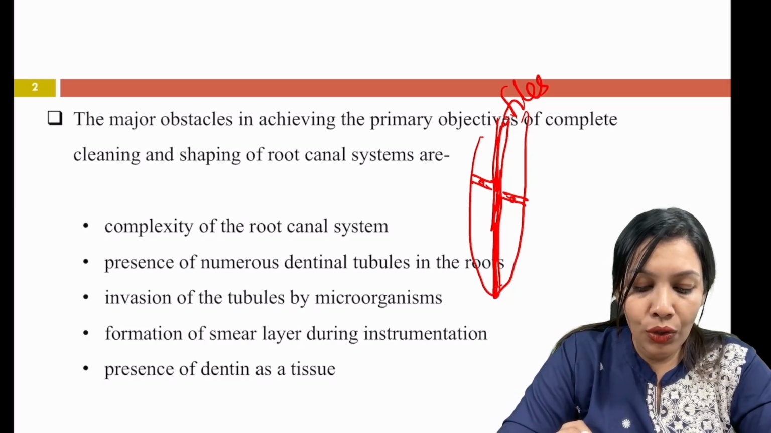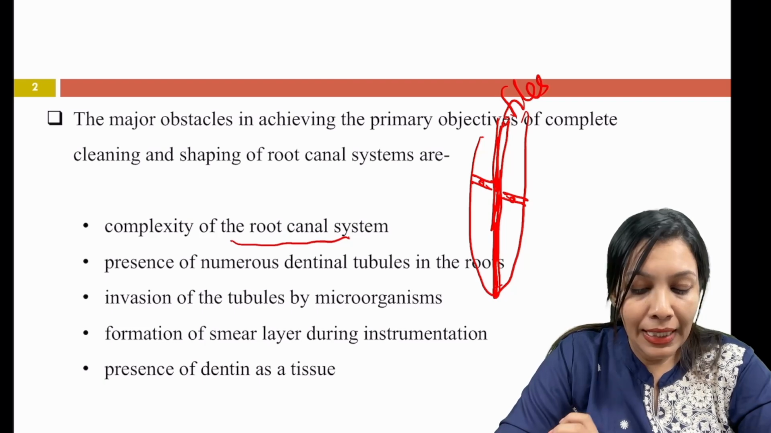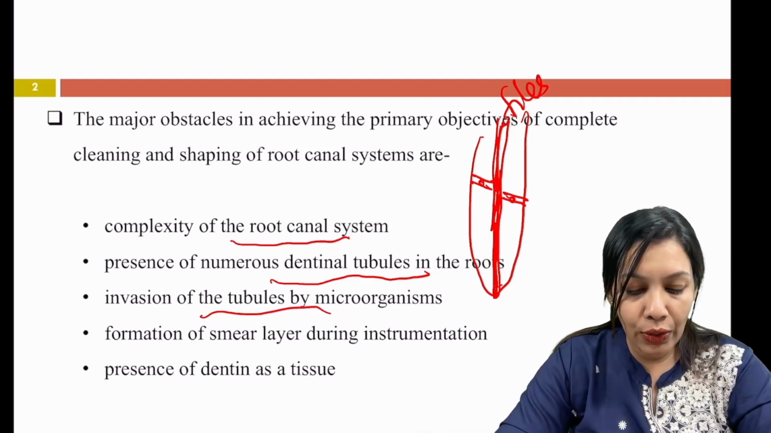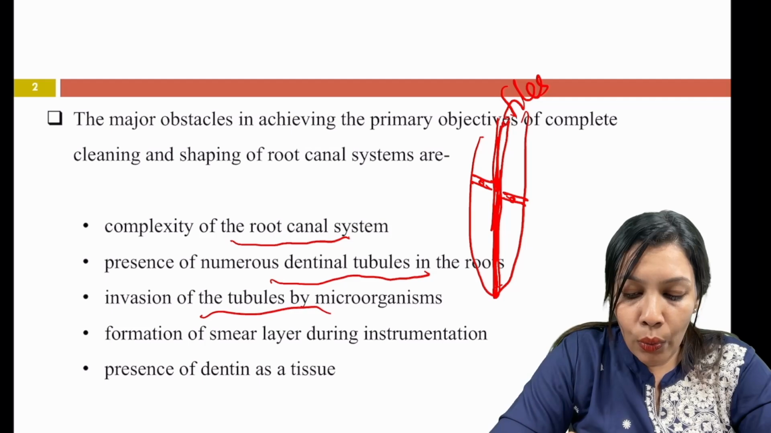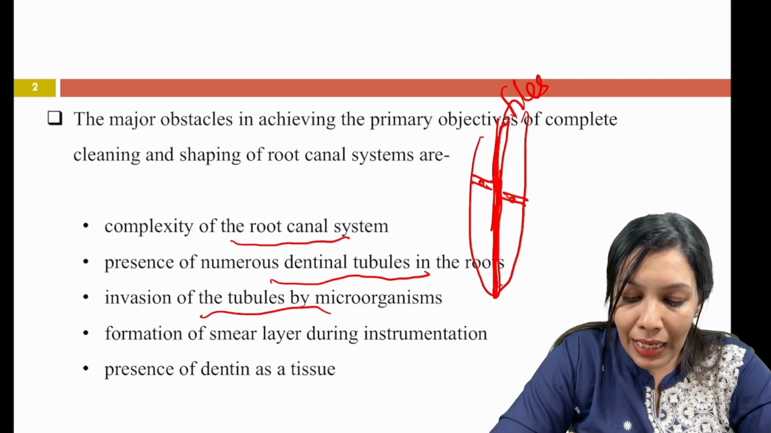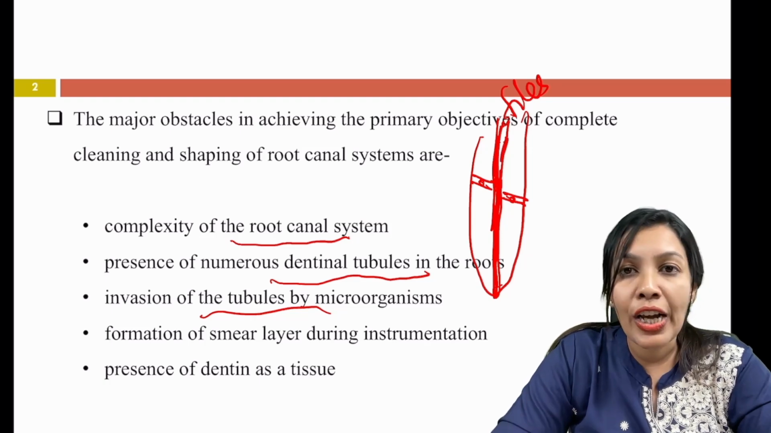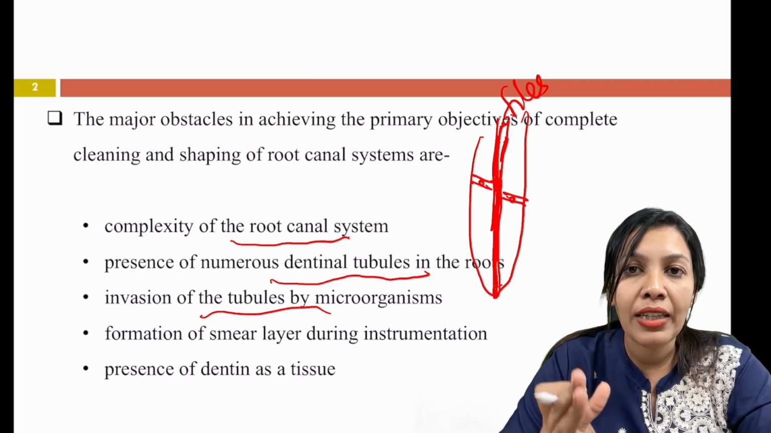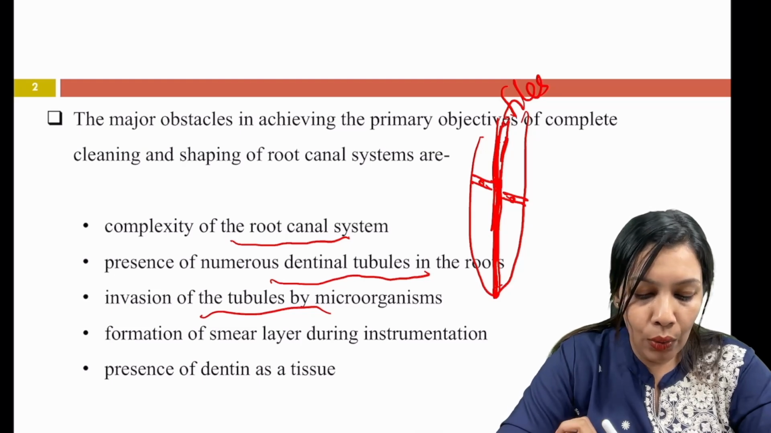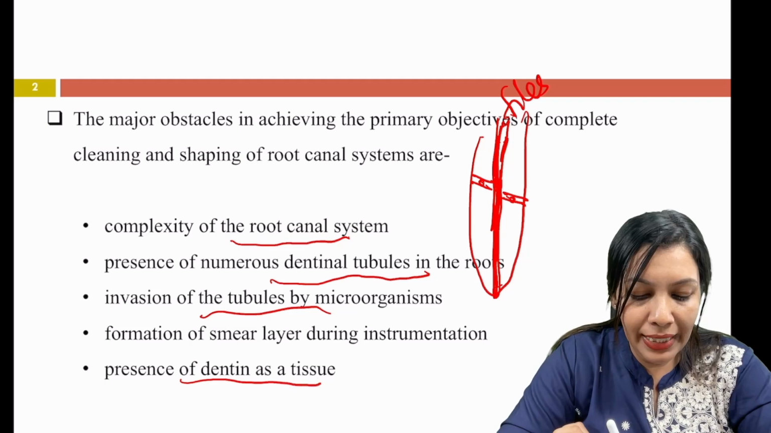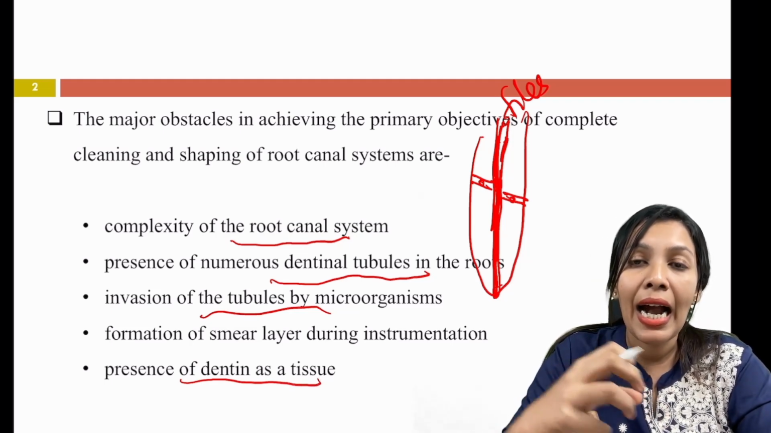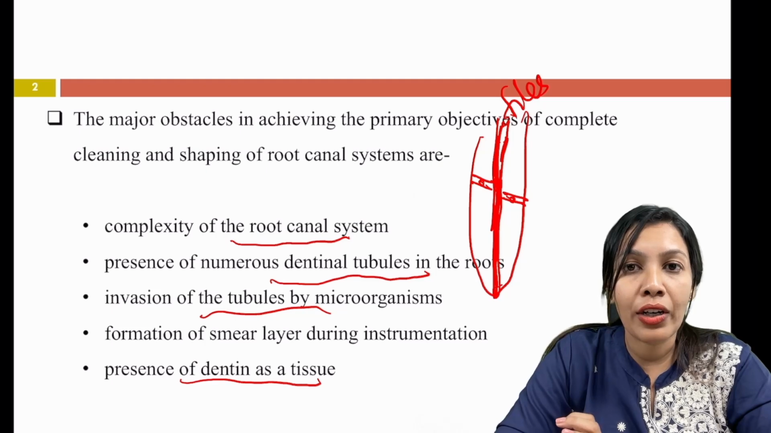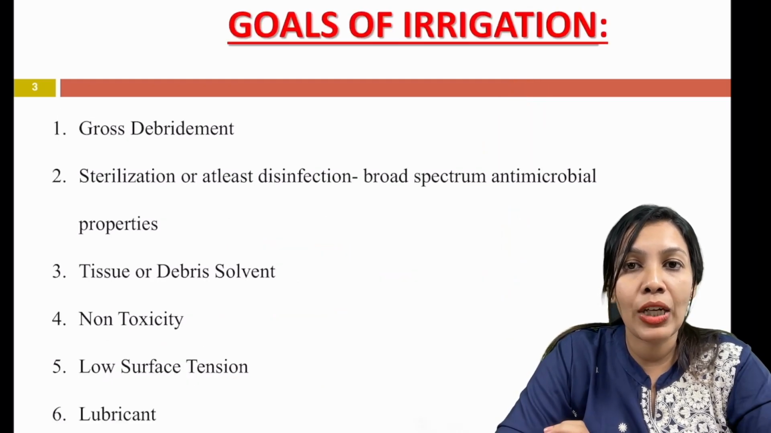The first is the complexity of the root canal system. Second, there is a large amount of dentinal tubules. Third, these microorganisms invade the dentinal tubules. When we do instrumentation, a smear layer forms, which is a mixture of dentinal shavings, microorganisms, and organic and inorganic substances, forming a soap-like structure on the surface of dentine. Also, dentine is a tissue where microorganisms can attach to the surface, making it a substrate. These form obstacles for achieving the primary goal of cleaning and shaping of the root canal.